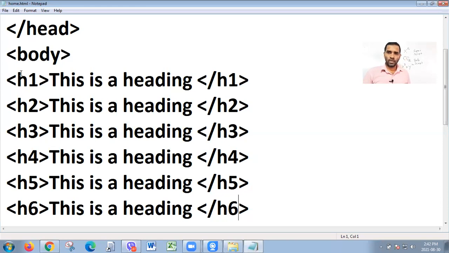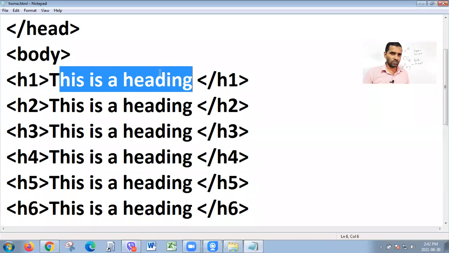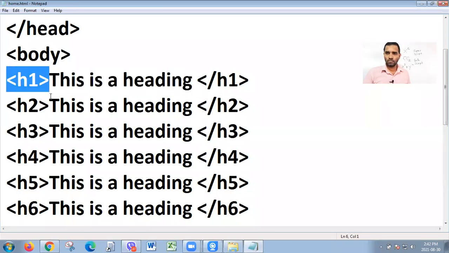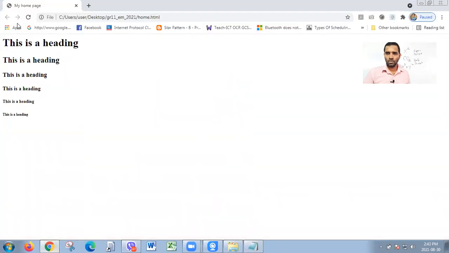Look again. So I have written a heading, maybe a title or something, in between H1, then H2, H3, H4, H5, H6. The reason for having all these 6 headings in one single page is to compare the sizes, right? So look at that. I will save it and look at the output.